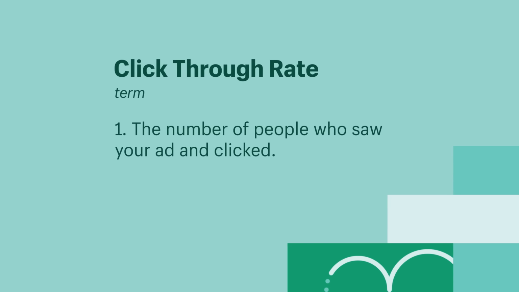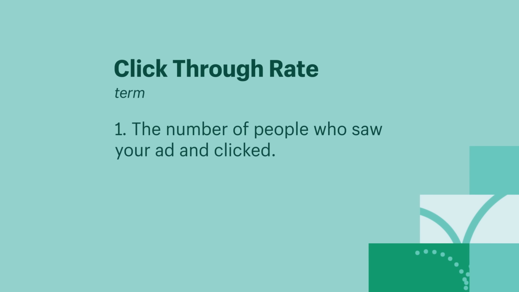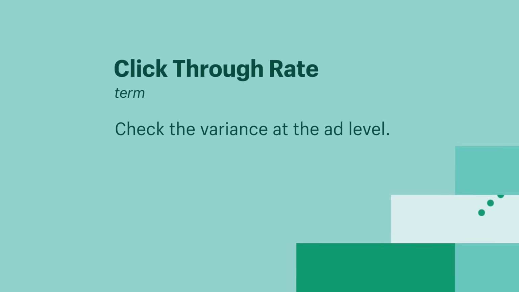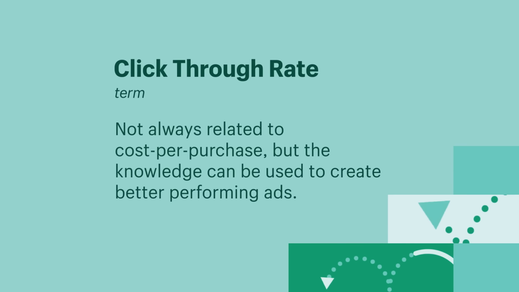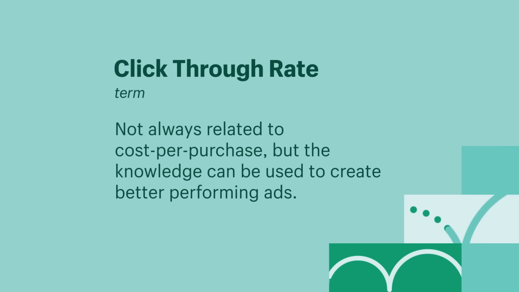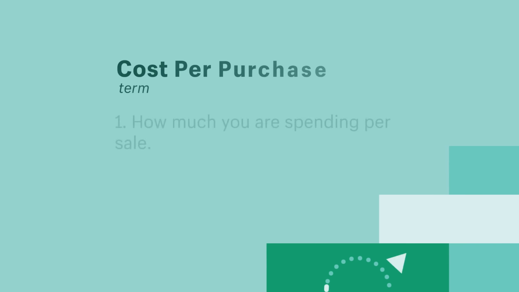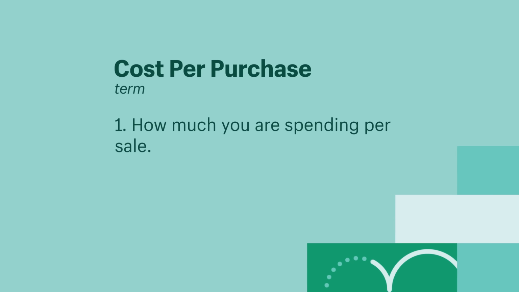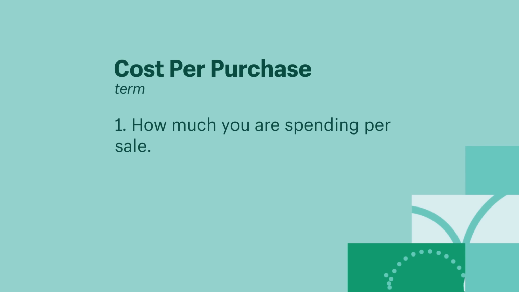Click-through rate. This is the number of people who saw your ad and clicked. Ads with a higher click-through rate tend to perform better in the long run. Check the variance of click-through rate at the ad level. While this isn't always related to the cost per purchase, the knowledge can be used to create better performing ads. Finally, we have cost per purchase. This is how much you are spending per sale.